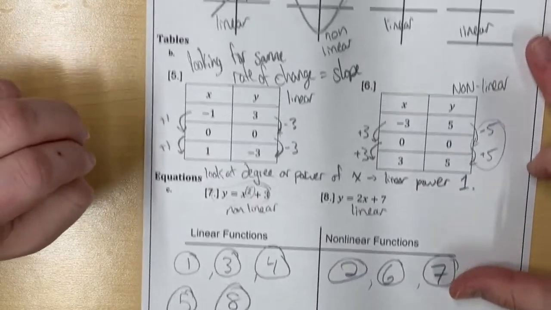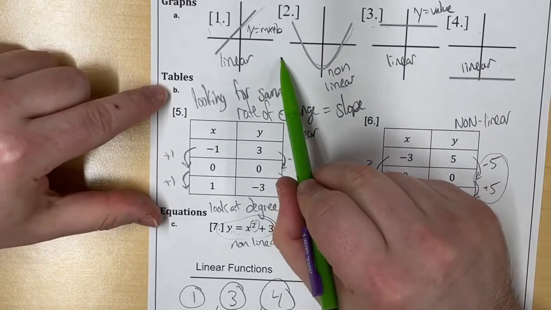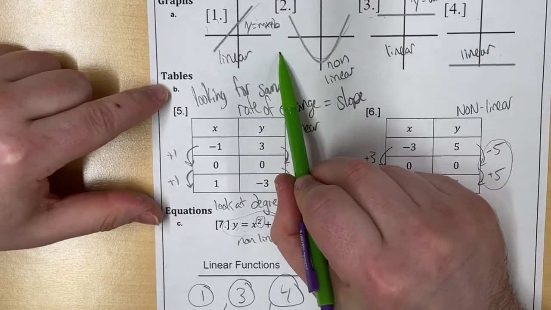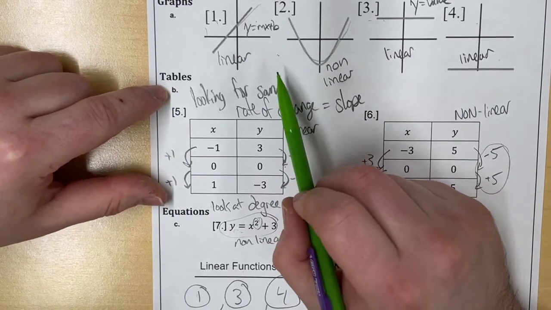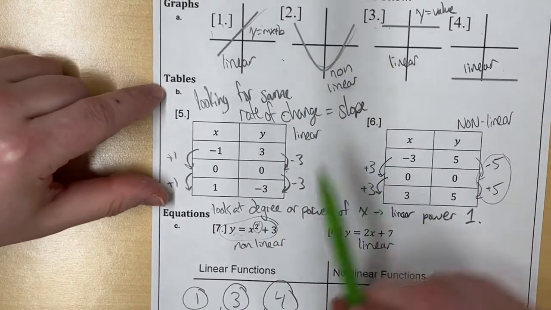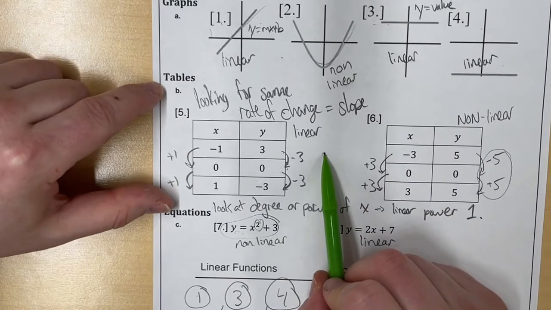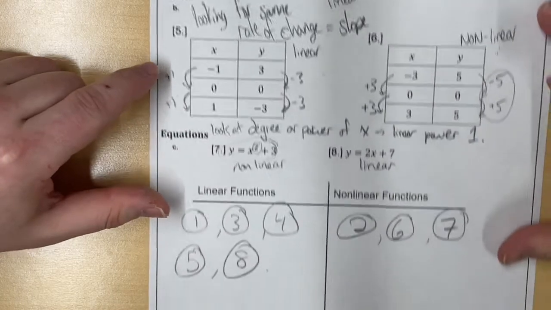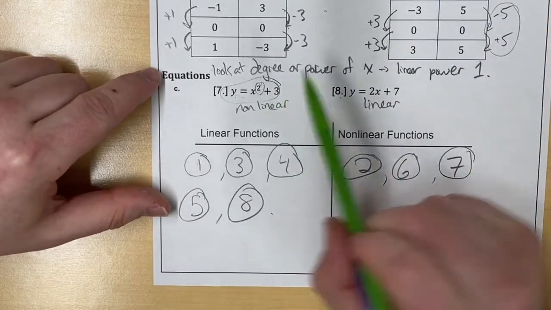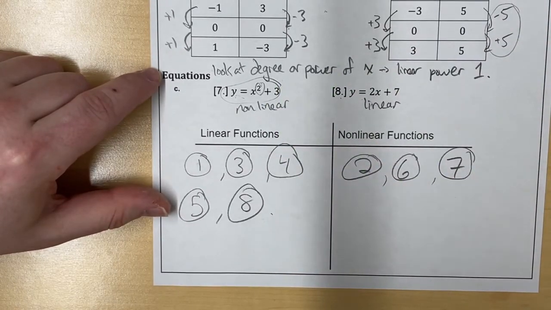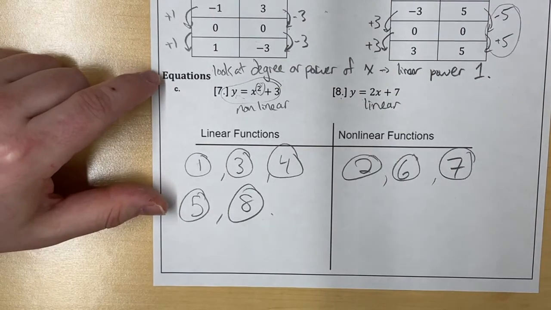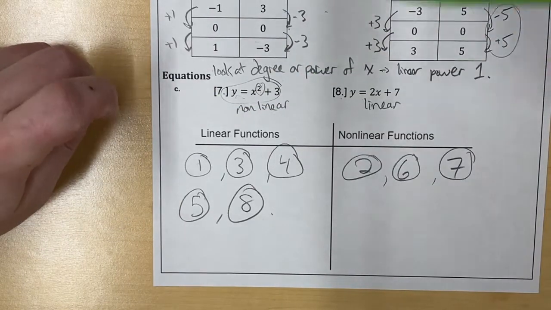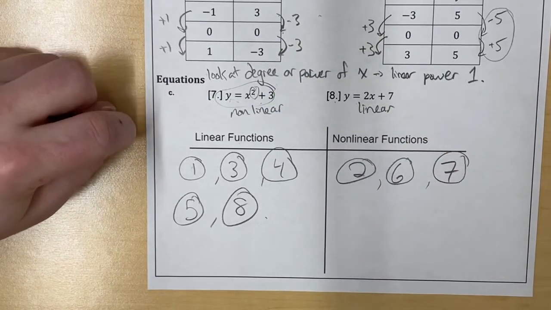So to repeat what we had, for it to be a straight line, that's when it's a linear function. Not a straight line, non-linear function. For a table, it has to be the same rate of change. Otherwise, it's going to be non-linear. And then lastly, for that degree or power of x, it has to be 1, or I guess it could be 0 if we have a horizontal line. Otherwise, it's going to be non-linear.